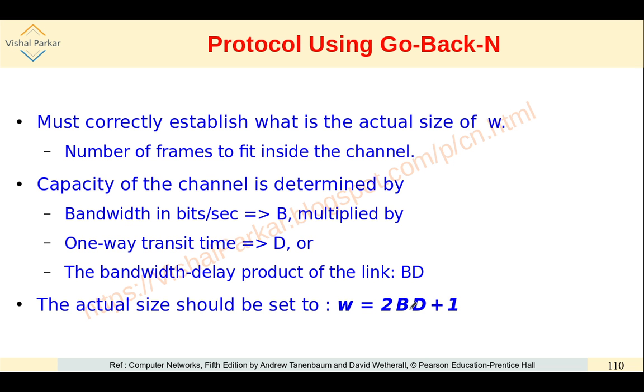That 2BD gives the number of frames that can be waiting, or for those many frames the sender will not block, and plus 1 basically indicates the acknowledgement will be transmitted when one single frame has completely been received by the receiver. That's why that plus 1. For the acknowledgement to start, that first frame has to be received by the receiver. That's why the value of W is equal to 2BD plus 1.